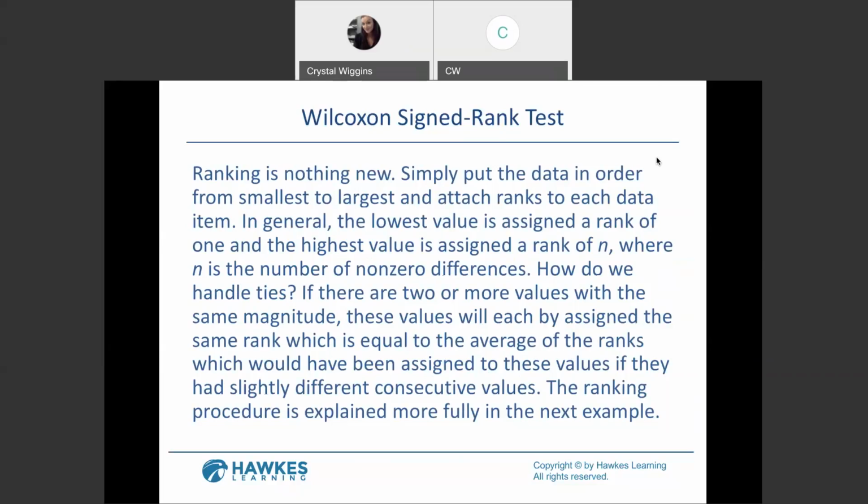How do we handle ties? Well, if there are 2 or more values with the same magnitude, these values will each be assigned the same rank, which is equal to the average of the ranks that would have been assigned to these values if they had slightly different consecutive values. So for example, if we have 3 6s in a data set, and let's say that their ranks were going to be 3, 4, and 5, we would take the ranks 3, 4, and 5, add them up and divide by 3, and then apply that rank to all 3 of those 6s.